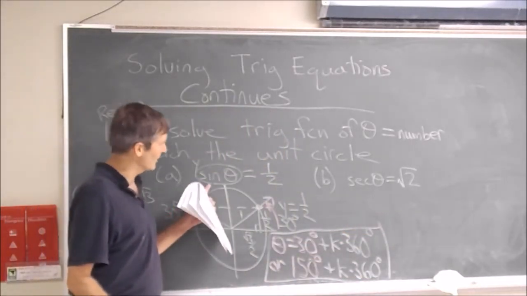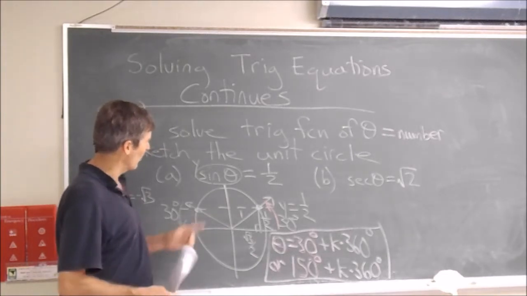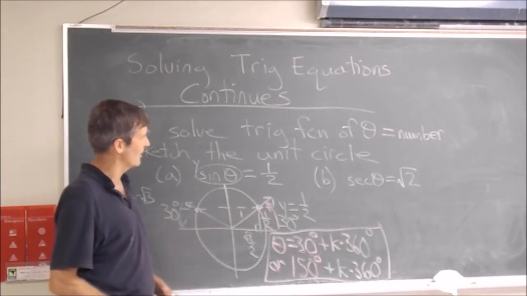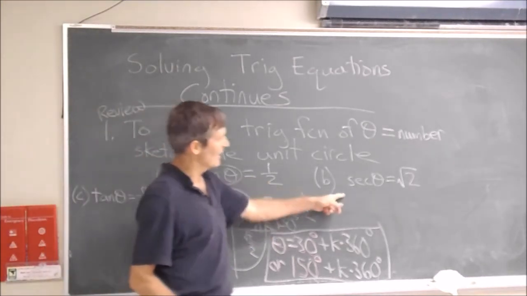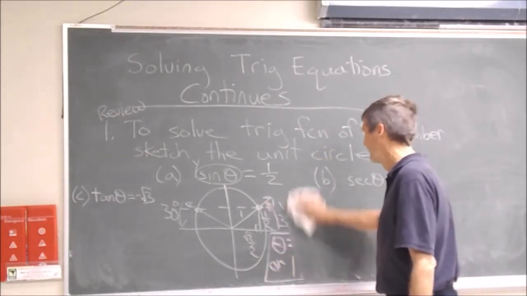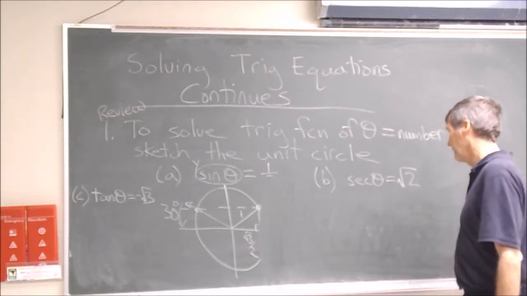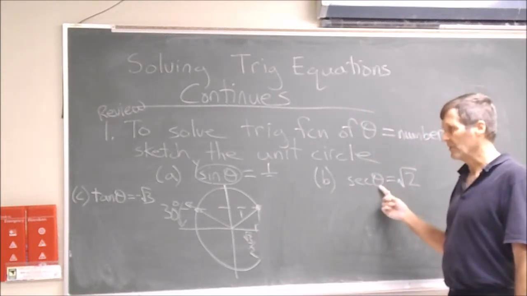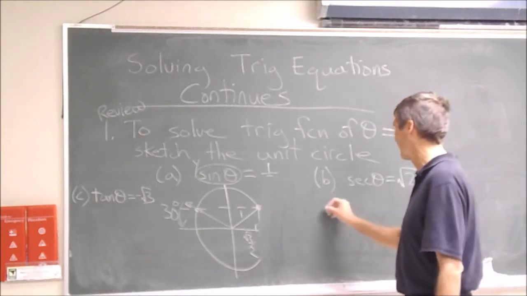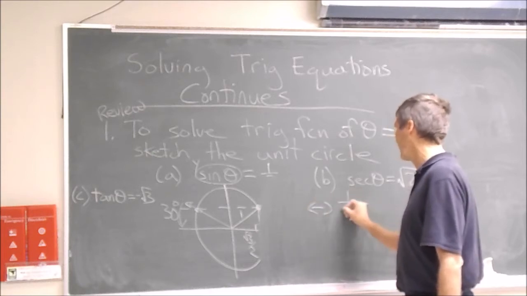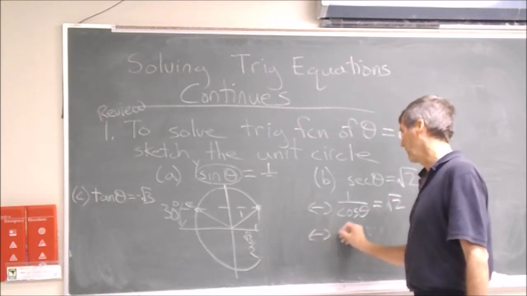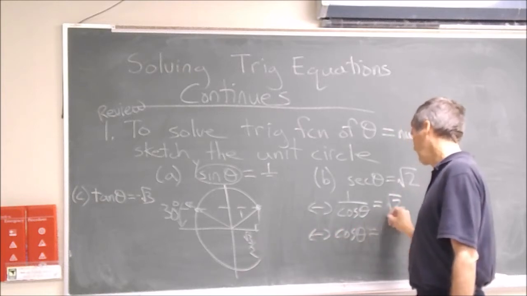That's how you solve sine equals a number. You say sine is the y-coordinate, draw the y equal that number and find the terminal rays, use those to find all the angles. What if we have something else like secant theta equals square root 2? This one, if you have a sine or a cosine, you can use x or y coordinates, but if you have secant or cosecant, you first write the reciprocal. Rewrite this as 1 over cosine equals square root 2. And then take reciprocals. Cosine theta equals 1 over square root 2.